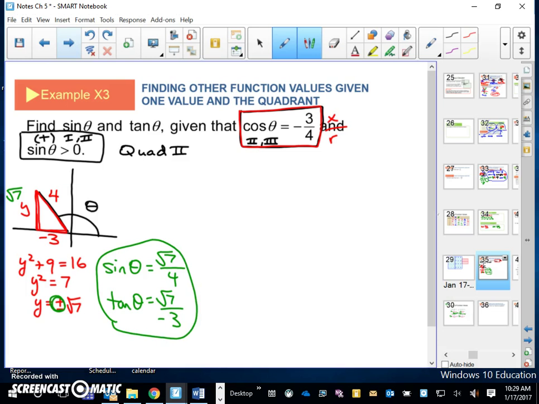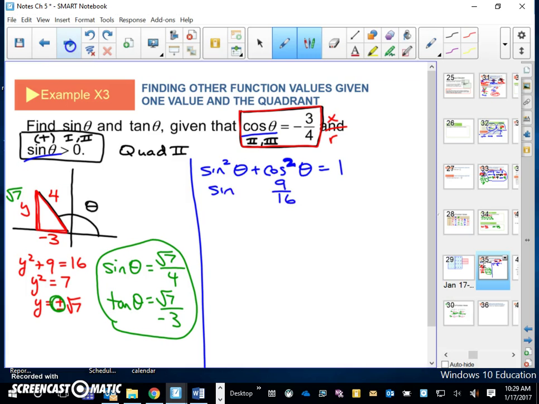Graphical meaning I drew a picture. Geometric, I drew a picture. I suspect the authors of this question, though, wanted us to do it the algebraic method, so I'm going to show you that. They gave me cosine, and they asked for sine. I've got a formula that puts those two things together: sine squared theta plus cosine squared theta equals 1. Since I have cosine, and this formula is going to square it, I'll just square that negative 3/4 and get 9/16. I would have sine squared theta plus 9/16 equals 1.